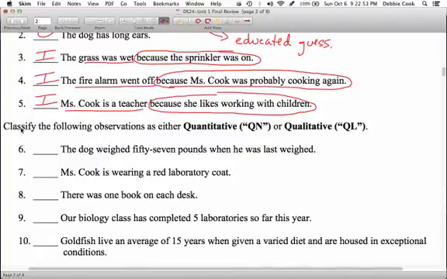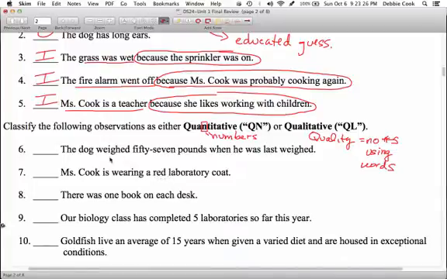It says, classify the following observations as either quantitative or qualitative. As a reminder, the word quantitative has the letter N in it. N stands for numbers. So any statement or any observation that has numbers in it is going to be quantitative in nature. Qualitative sounds like the word quality, and quality means no numbers or using words to describe something. Okay, so let's go ahead and dive in and see what we can do with 6 through 10.